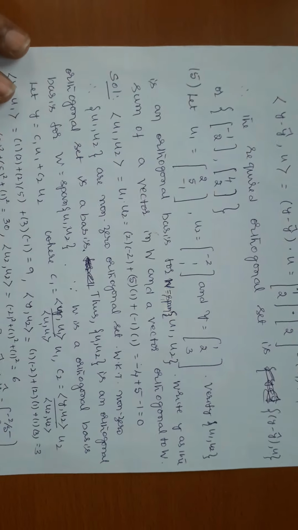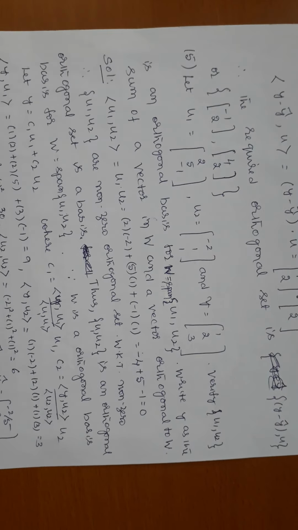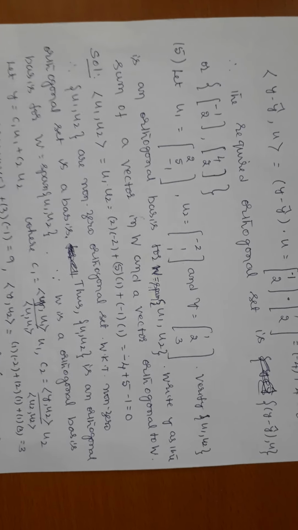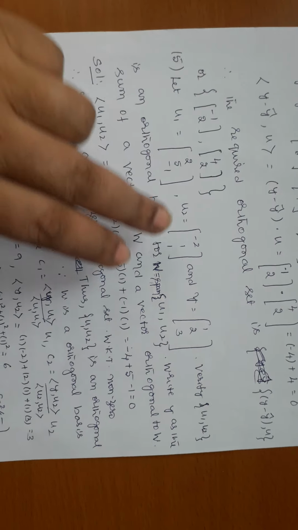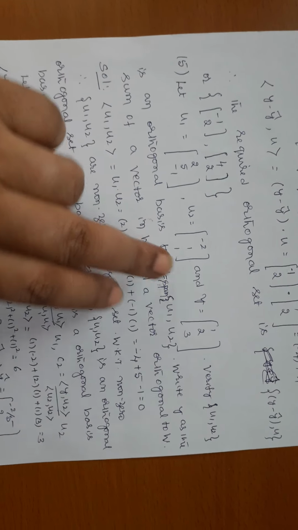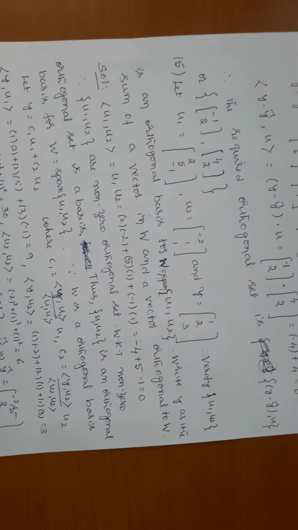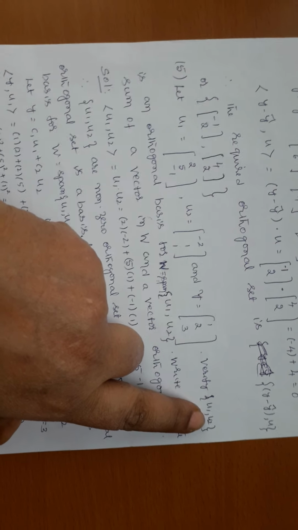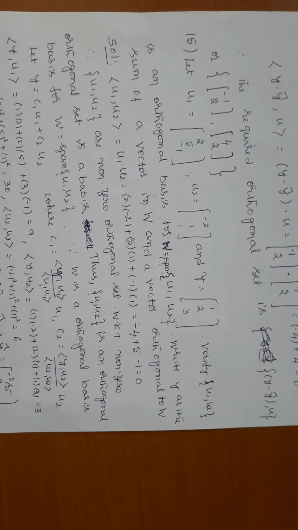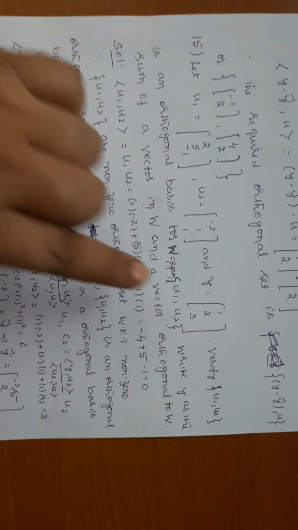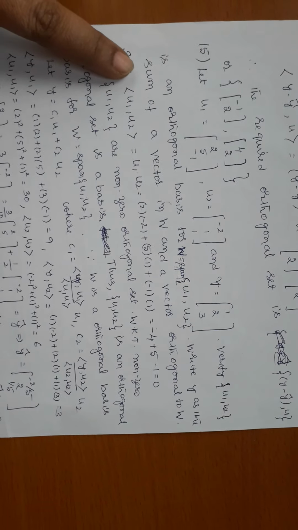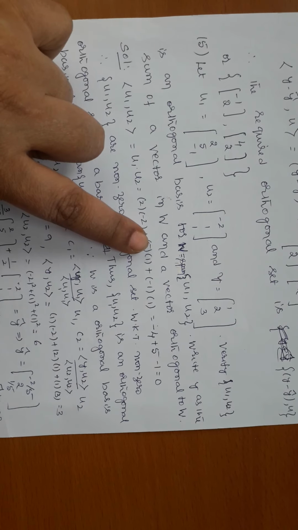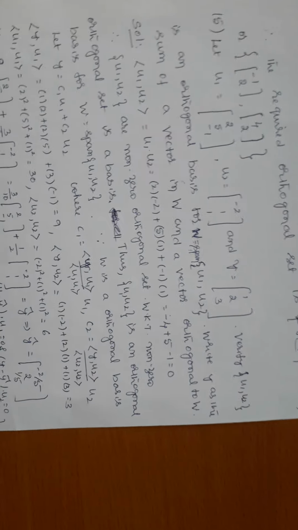Next, moving to the next problem. This problem is not given anywhere else, but it is given in the textbook. Suppose they are going to ask how to do it. Let u1 be 2, 5, minus 1 and u2 be minus 2, 1, 1, and y be 1, 2, 3. Verify that the set of vectors u1, u2 is an orthogonal basis for W, where W is the span of u1, u2. Write y as the sum of a vector in W and a vector orthogonal to W.